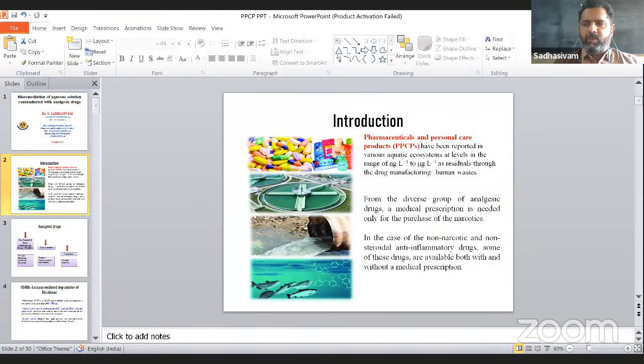The actual problem is, even though the concentration of such compounds found in the water bodies is at a very low level, like microgram to nanogram, though it looks very tiny or very minimal, the hazardous effect produced by such compounds is very huge. That necessitates the removal of such compounds from the aquatic system. Okay, so my point of research is only the analgesic drugs. Analgesic drugs are generally called painkillers. Okay, nowadays taking painkillers is very common among the youths and elders, irrespective of the age spectrum.